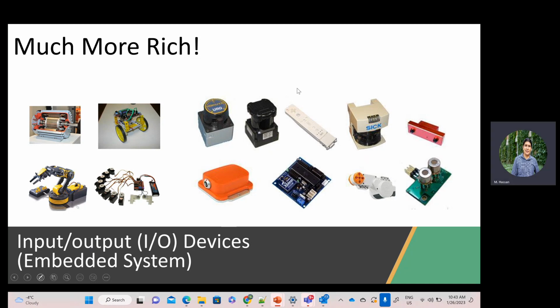Like some very popular I/O devices in embedded systems right now. Gyroscope. Yeah, which is more like a sensor, not an actuator. That's correct. Yeah. Others?